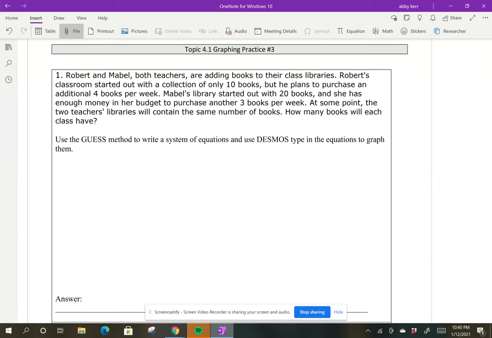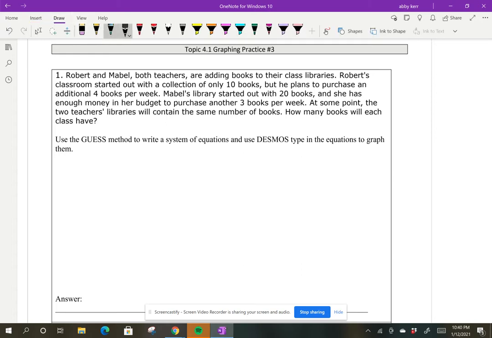This video will go over topic 4.1, graphing practice number 3. So the first two problems are word problems. We have Robert and Mabel, who are both teachers, and they're adding books to the class libraries.